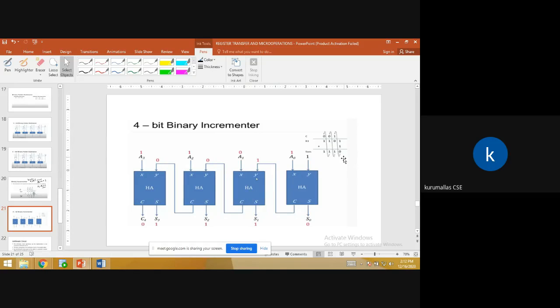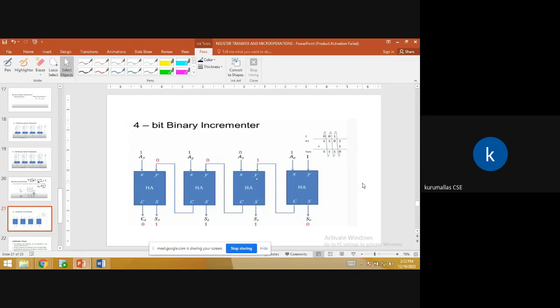Next, again the sum of these two, 1 0. 1 0 means the sum is 1 and the carry forwarded is 0. And again 1 0 we are taking, so 1 0 means the sum is 1 and the carry is 0. This is about the 4-bit binary incrementer.